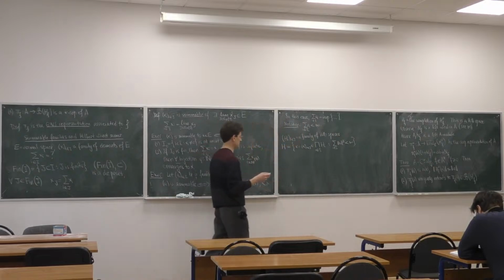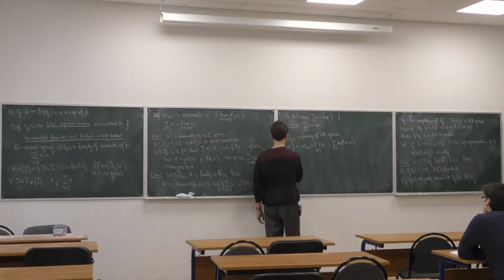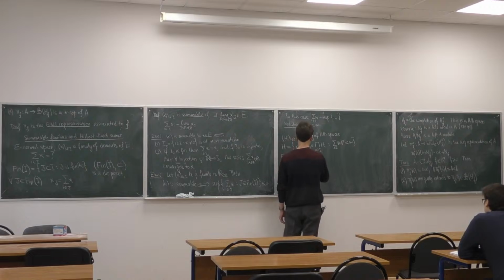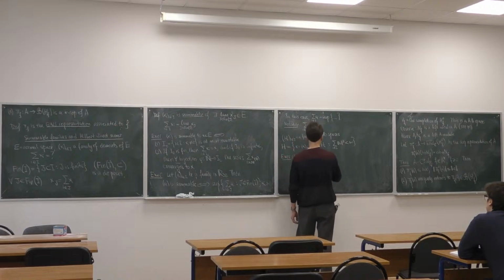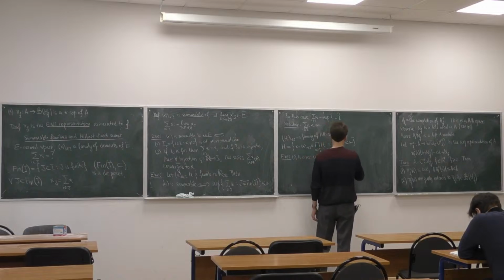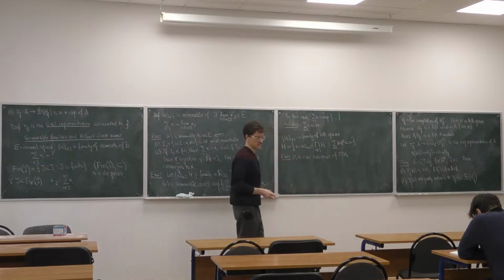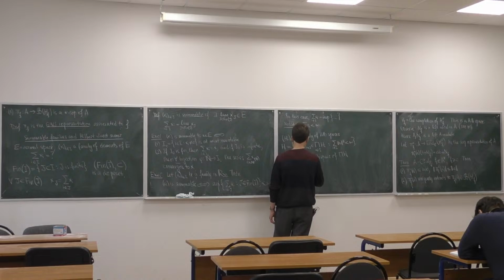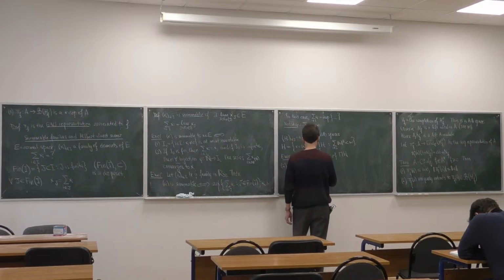And then a simple exercise is to show that, first of all, H is not just a set. H is a vector subspace of the product. And moreover, it's a Hilbert space. H is a Hilbert space with respect to the following inner product.